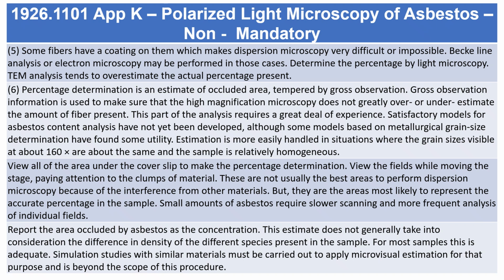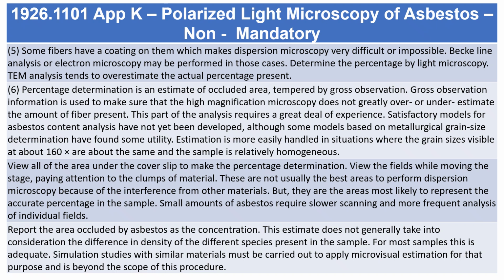View all of the area under the cover slip to make the percentage determination. View the fields while moving the stage, paying attention to the clumps of material. These are not usually the best areas to perform dispersion microscopy because of the interference from other materials. But they are the areas most likely to represent the accurate percentage in the sample. Small amounts of asbestos require slower scanning and more frequent analysis of individual fields.